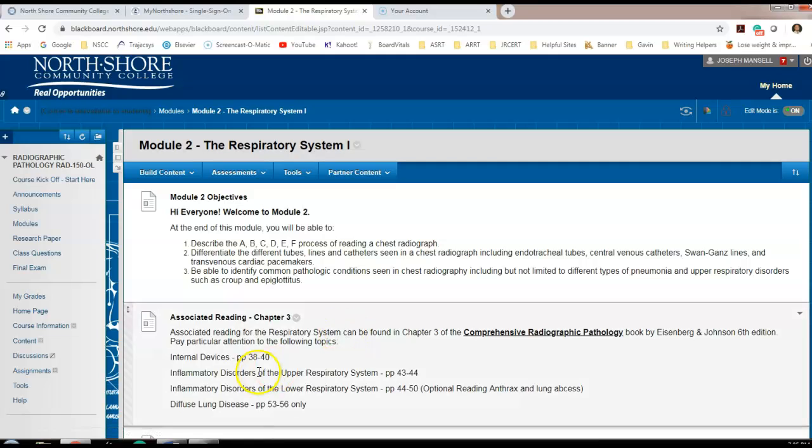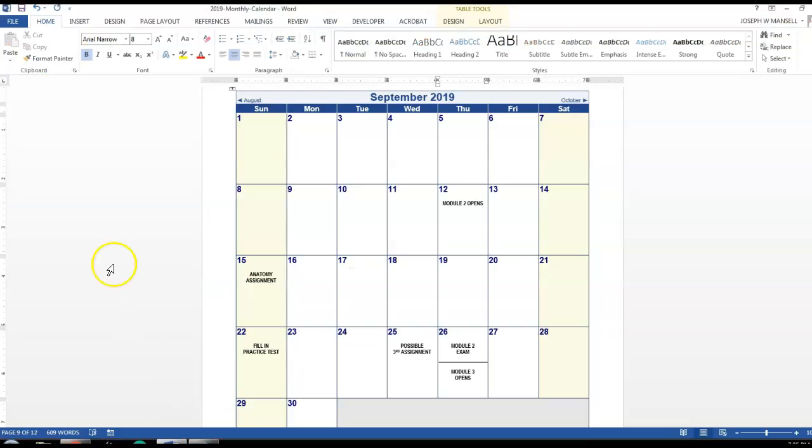But this is what I want you to understand. If we look at a calendar coming up, module 2 is actually going to begin.